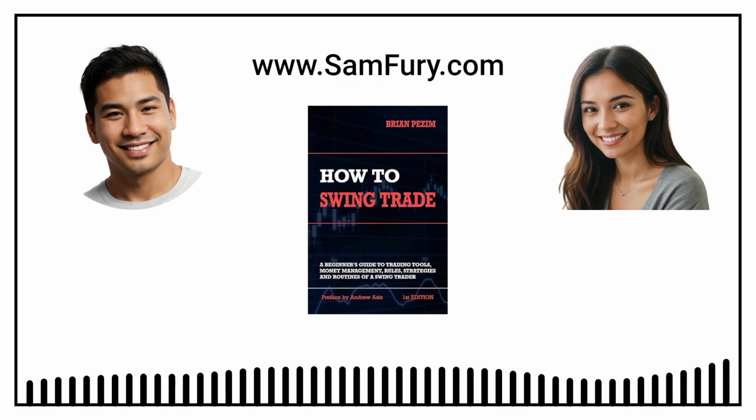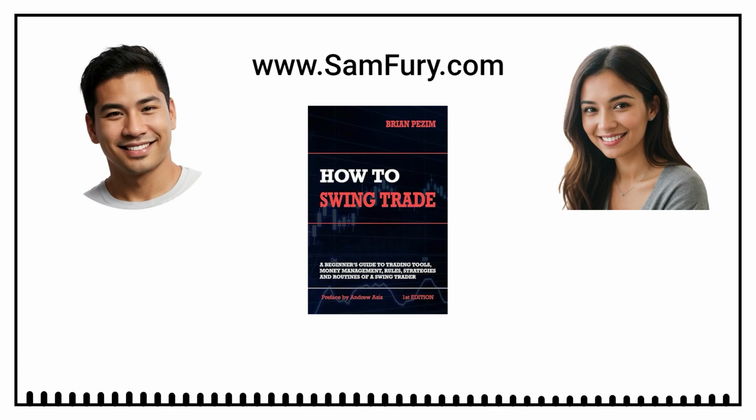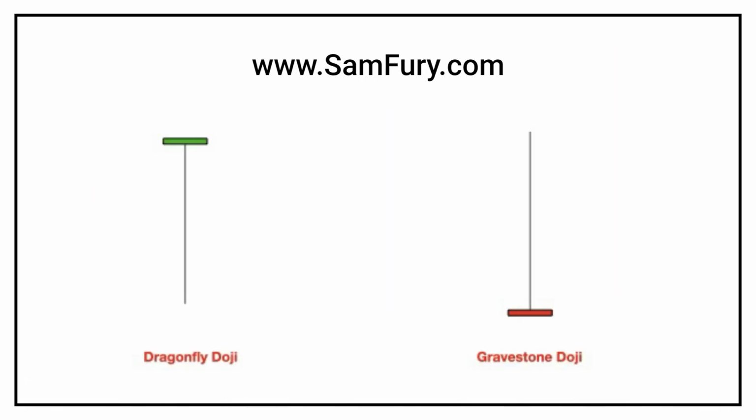There are two other important ones, the gravestone doji and the dragonfly doji. Okay. Both have small bodies and one long wick, but their implications are quite different. Right. So I'm picturing those in my mind. Walk me through the differences and what they tell us about the market.